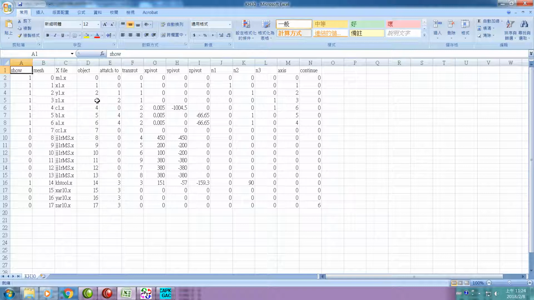The z structure, we name it object 3, is attached to 2, which is the y structure. The C1 structure, we name it object 4. Object 4 has no relationship with x, y, z, which is an independent part, attached to 0, attached to the foundation. The B structure and the A structure are on the top of the C structure. The B1, we name it object 5, on the top of object 4. That means on the top of the C structure. The A1 structure, we name it object 6. It's on the top of object 4, the C structure, as well.